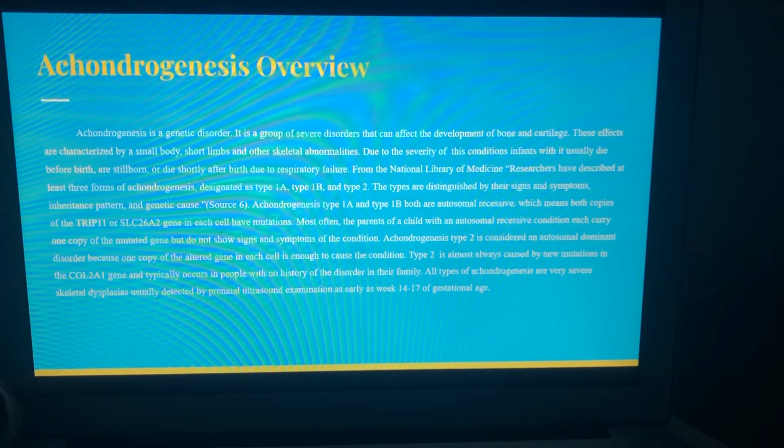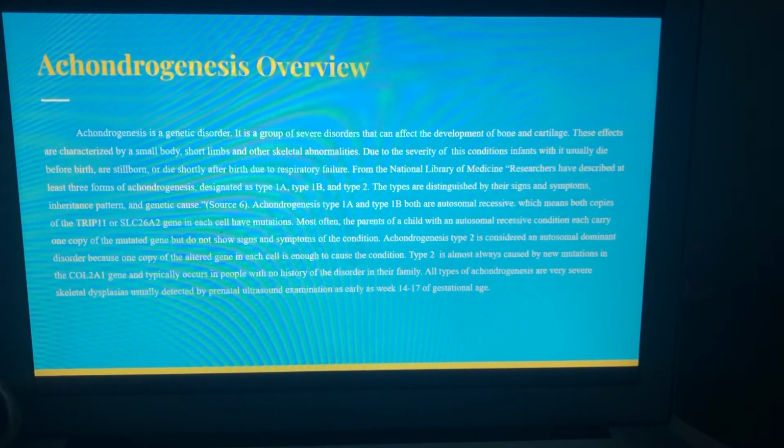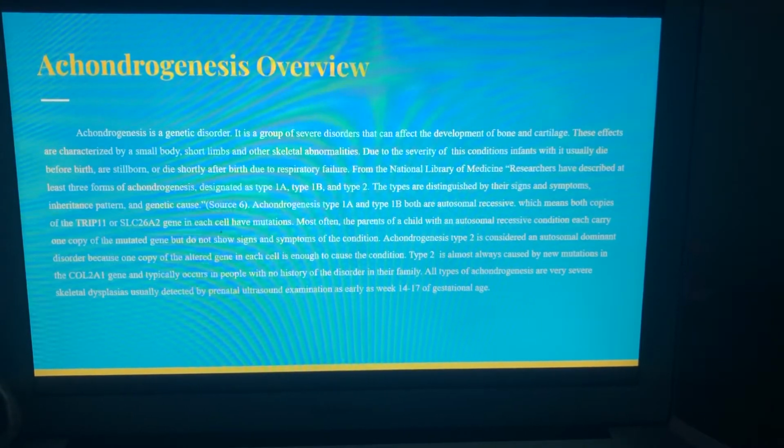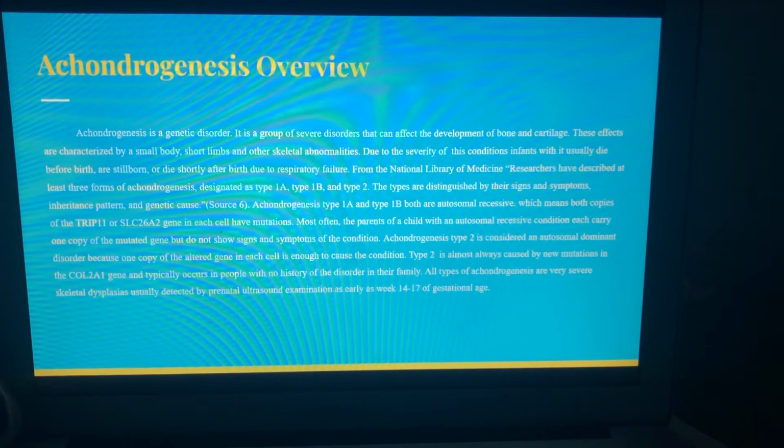From the National Library of Medicine, researchers have described at least 3 forms of achondrogenesis, designated as type 1A, type 1B, and type 2. These types are distinguished by their signs and symptoms, inheritance pattern, and genetic cause. Achondrogenesis type 1A and type 1B both are autosomal recessive, which means both copies of the TRIP11 or SLC26A2 gene in each cell have mutations. Most often, the parents of a child with an autosomal recessive condition each carry one copy of the mutated gene but do not show signs and symptoms of the condition.